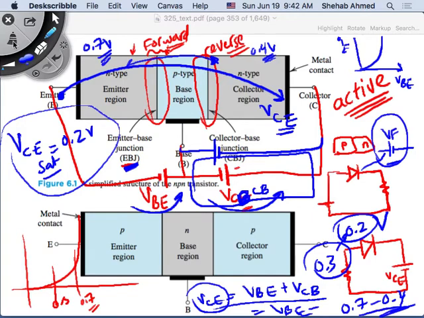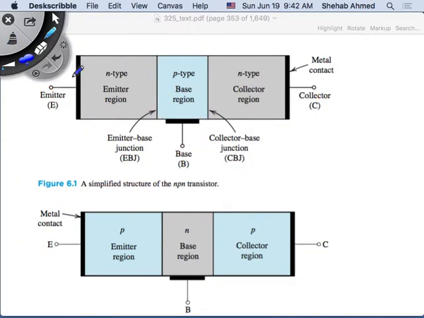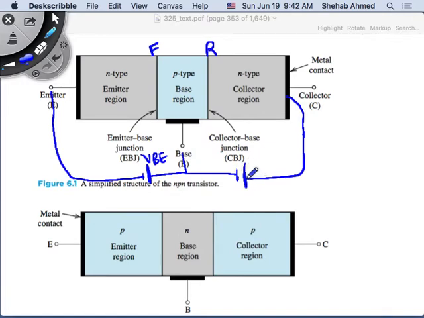Summarizing again, this device is composed of basically two diodes. To operate in the active region, which is the amplifier mode of operation, I have to forward bias this junction, or this diode, and reverse bias this one. How do I forward bias this? By putting a voltage here more positive than here, and this is VBE. How do I reverse bias this? I put a voltage on the N side that is higher than the P side, and this is called VCB.